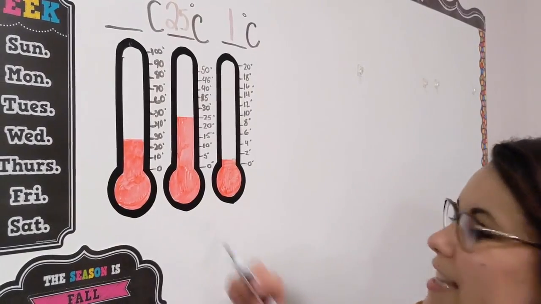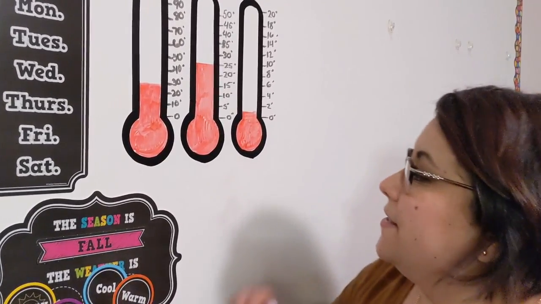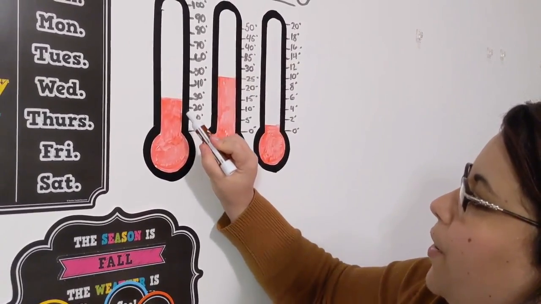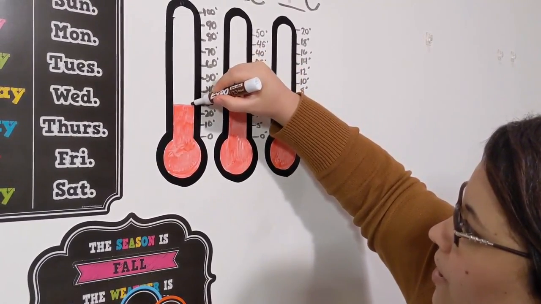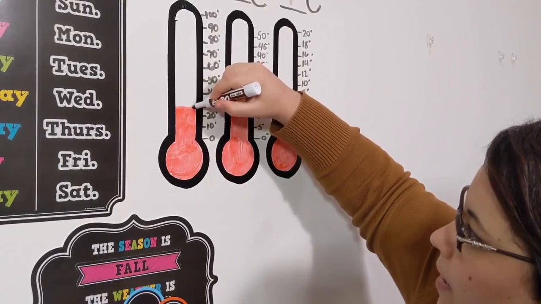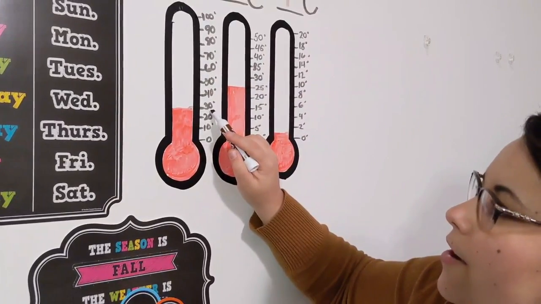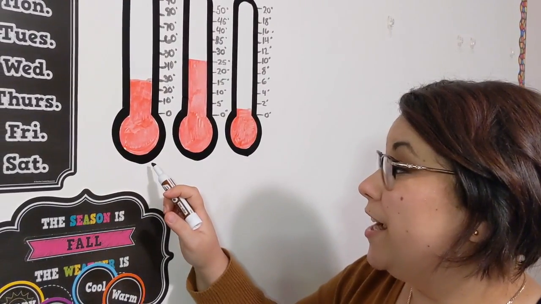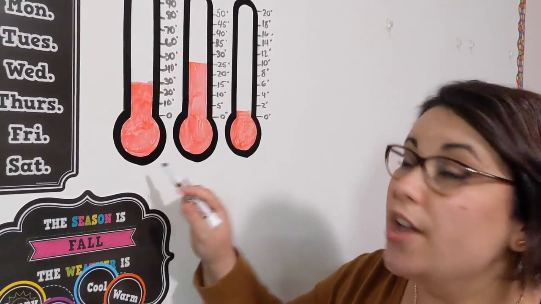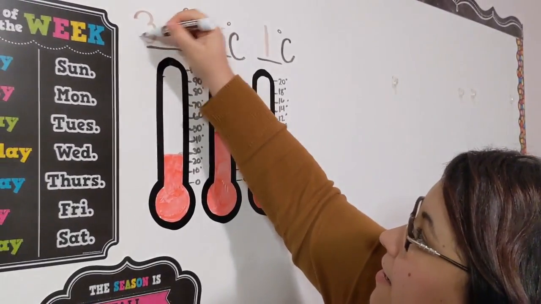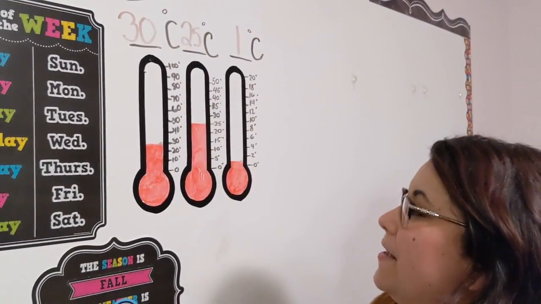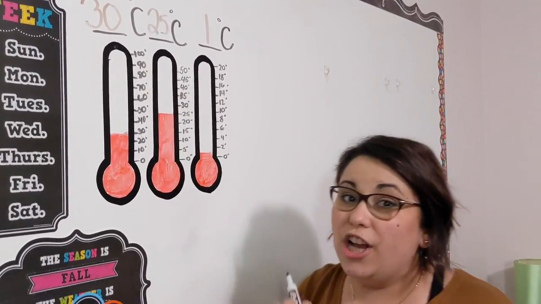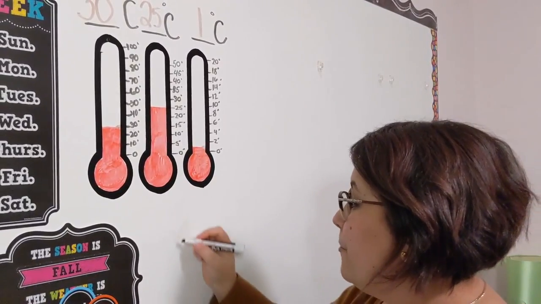Okay, let's look at the last one. This one is counting by 10s. So here we go. Here's our scale along the side. We're going to go to where that liquid finishes. Right here. And we go to the side. This thermometer is showing 30 degrees Celsius.